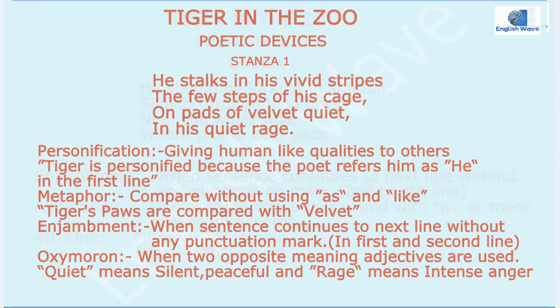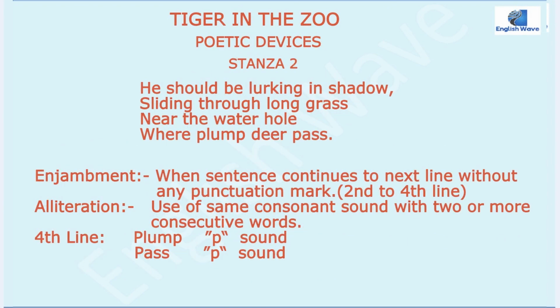So let's see the second stanza. In the second stanza, enjambment is used again when a line continues to the next line without punctuation marks, sliding through and deer pass. So this is enjambment. And the next device is alliteration. Alliteration is the use of the sound P at the start of two words, that is plump and pass, that is alliteration.